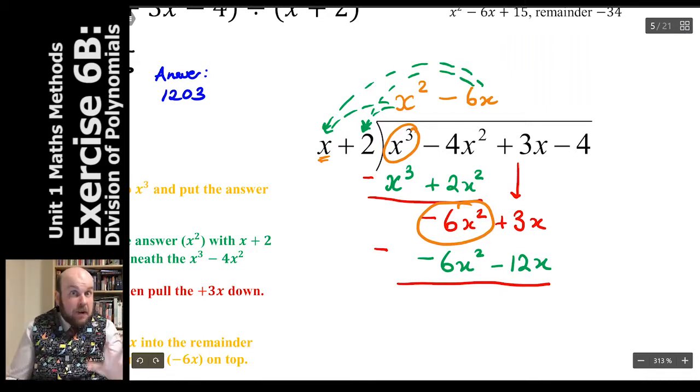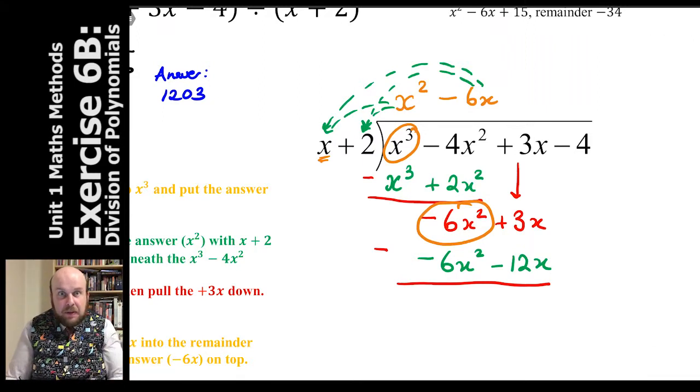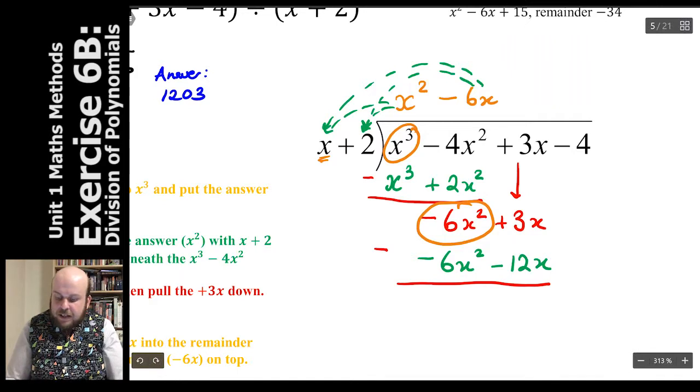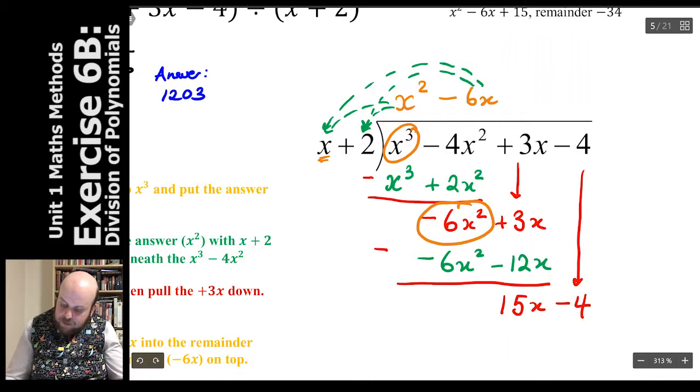Now, when you're minusing negatives, I understand this is very tricky, so you need to be absolutely careful as we go. Negative 6x squared minus negative 6x squared is going to be 0. Positive 3x minus negative 12x, so two minuses, remember, make a plus. So that's going to become 15x, minus 4.